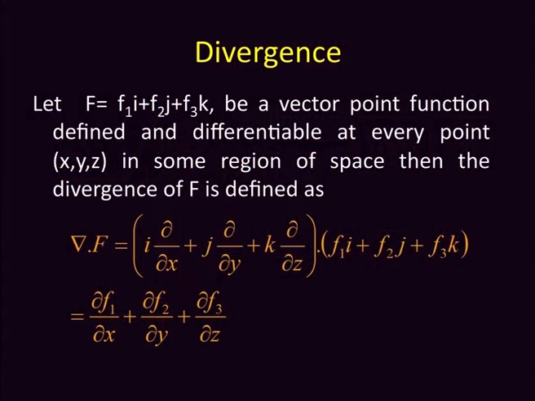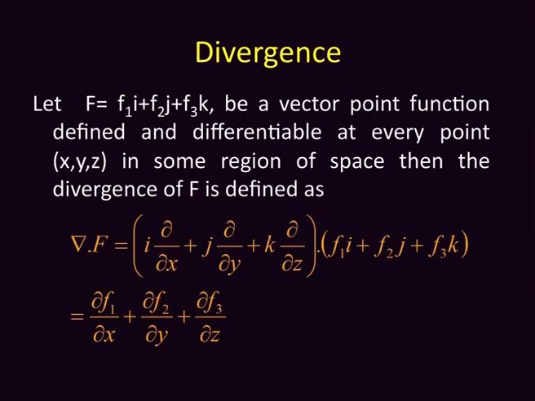Now, I will explain the second identity of vector calculus, that is divergence. Let f = f1 i + f2 j + f3 k be a vector point function defined and differentiable at every point (x,y,z) in some region of space. Then the divergence of f is defined as the dot product of the del operator and f, the given function.